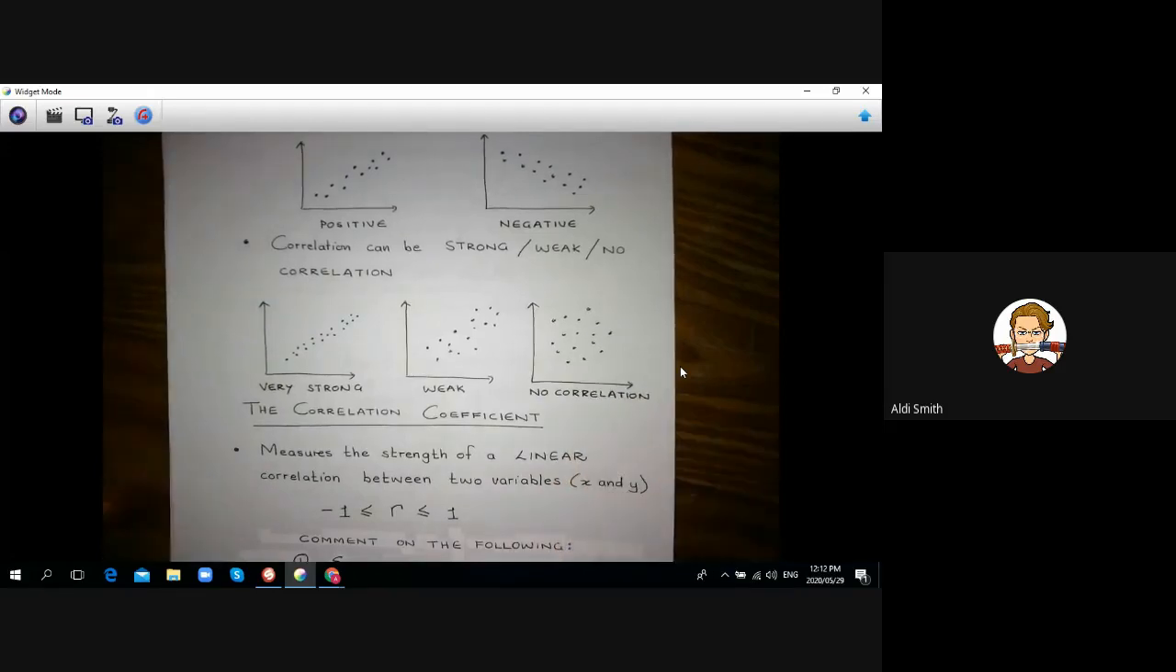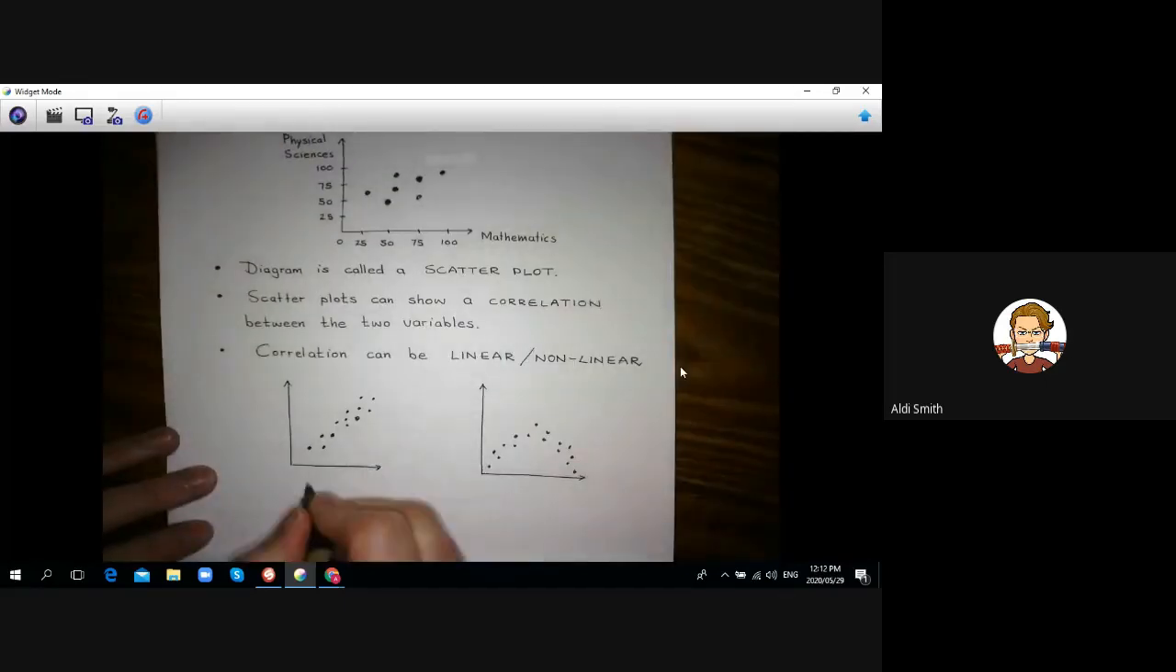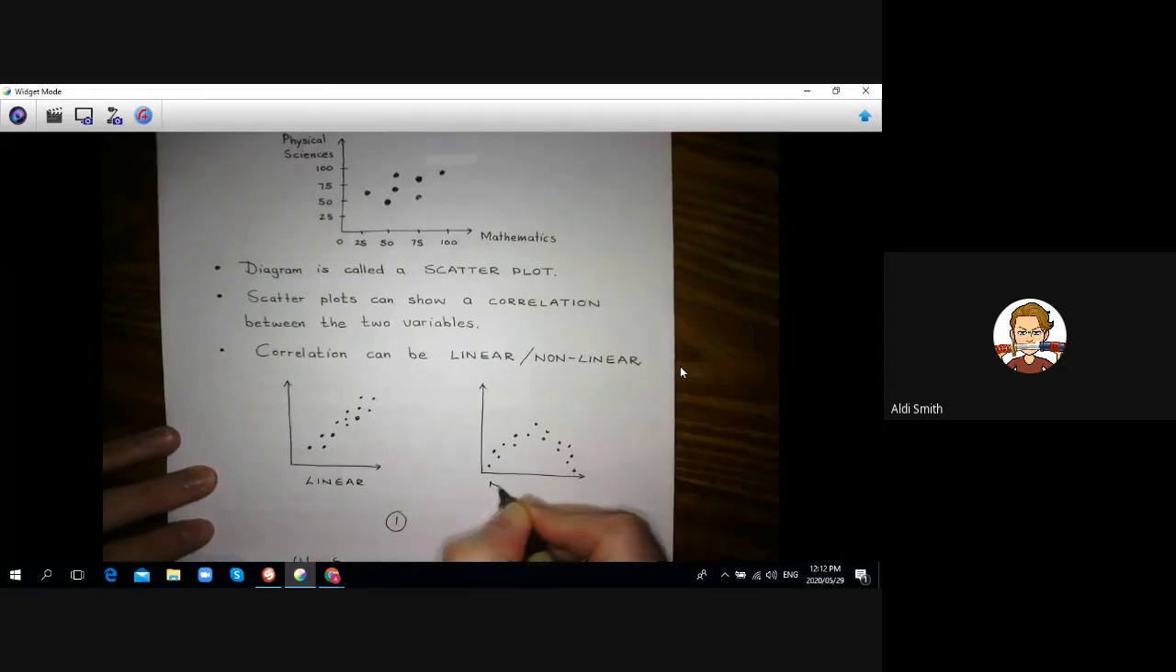So again, just to recap, correlation can be linear or it can be non-linear. But the good news is we are not going to be doing these non-linear correlations at all. You need to be aware that they exist, but we are not going to be doing these. So these ones you can ignore.